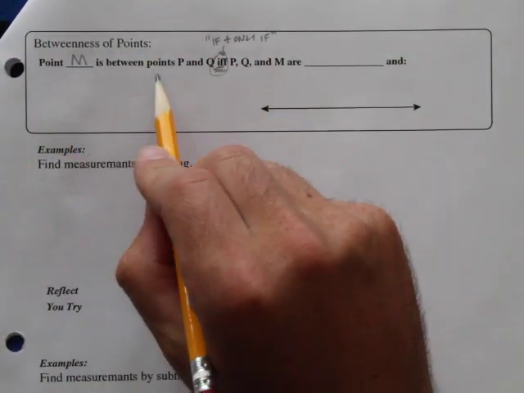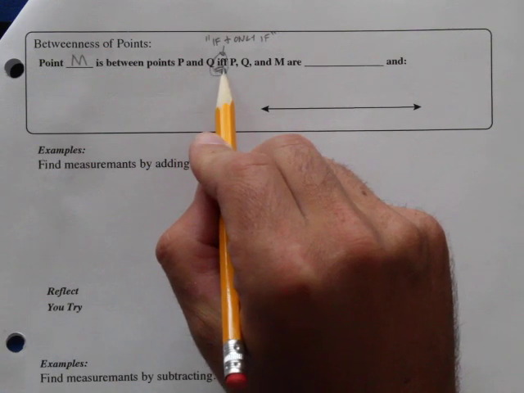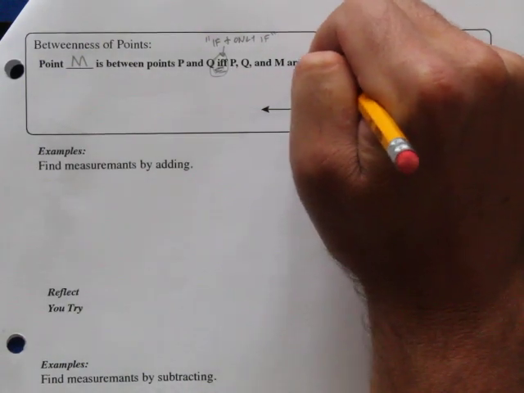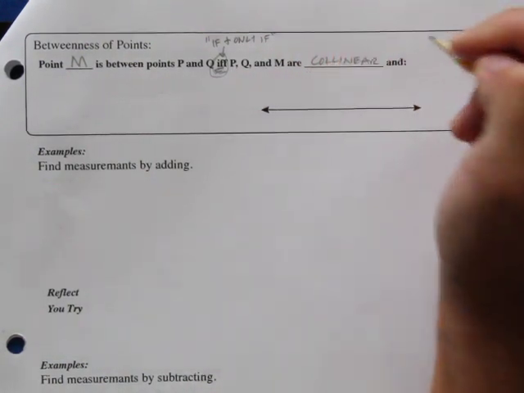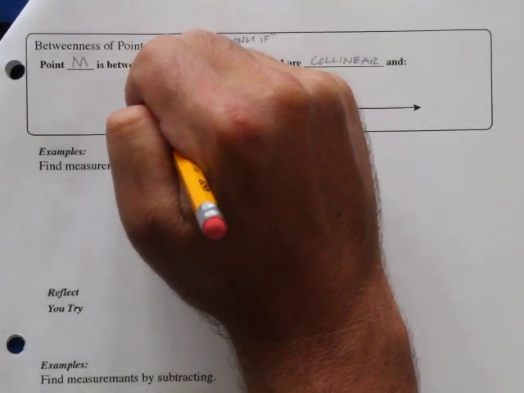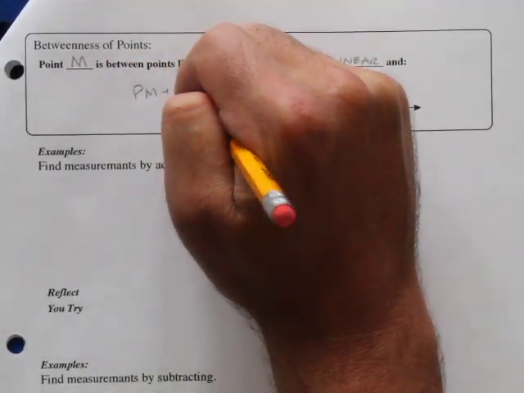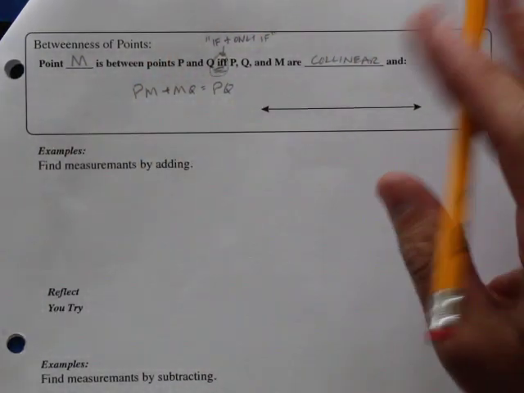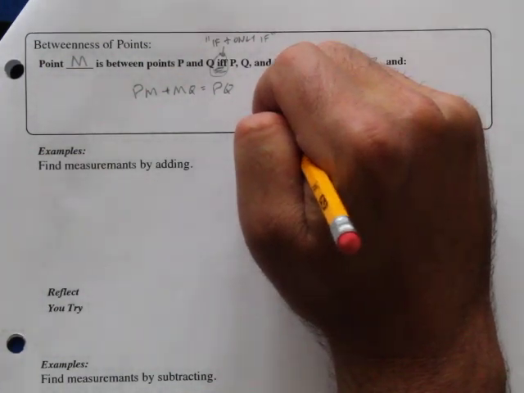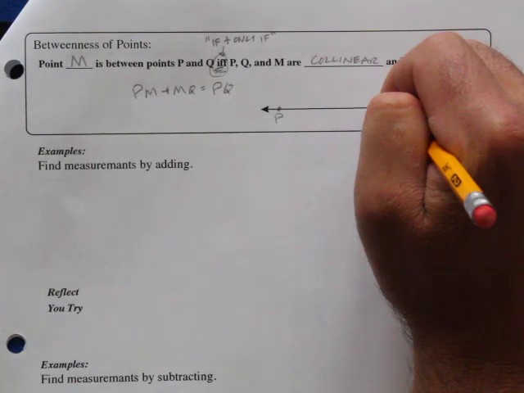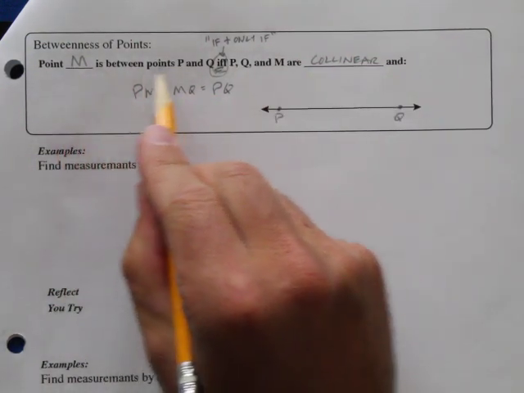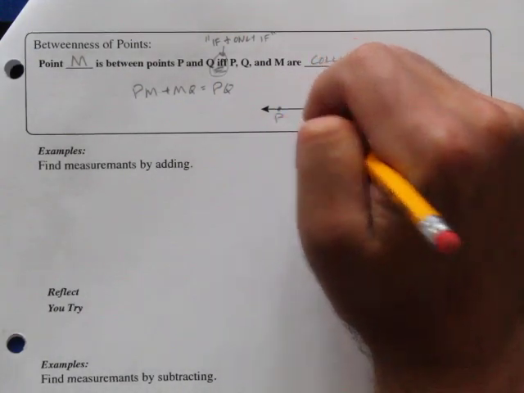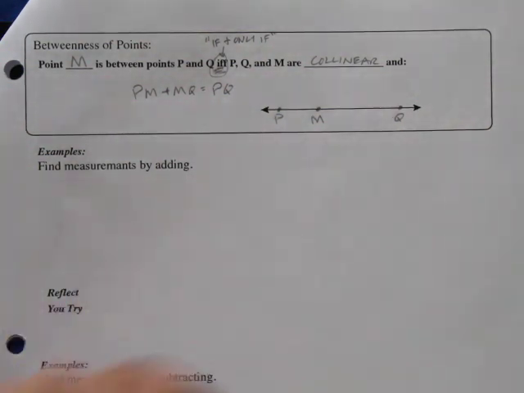So point M is between points P and Q if and only if P, Q, and M are collinear and PM plus MQ equals PQ. All right, let's visualize this so that maybe it can make more sense. So if I have P, Q, M is between P and Q, right? We got P and Q, so M is somewhere in between there. It doesn't say it's in the middle, it just is in between P and Q.